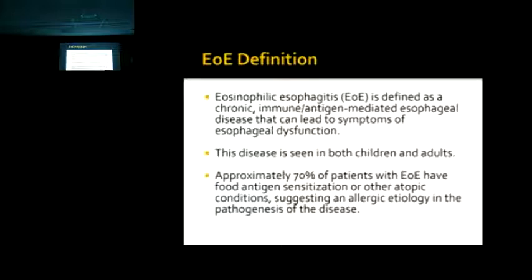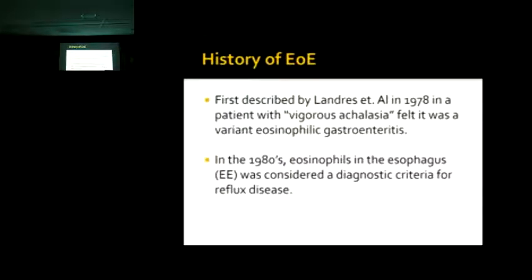So EoE is a chronic immune antigen-mediated esophageal disease, and these problems are seen in both kids and adults. About 70% have some sort of food antigen sensitization or some sort of other allergy, and that relates to the disease. One thing I wanted to look at was the history of this. This is a relatively recent phenomenon. The first description of this condition was in the late 70s, and it was misdiagnosed as vigorous achalasia. That's what the title of the paper was. Eosinophilic esophagitis was called vigorous achalasia, and it was thought to be a variant at the time of eosinophilic gastroenteritis. In the 80s, eosinophils in the esophagus, deemed EE at the time, were considered a diagnostic criterion for reflux disease.